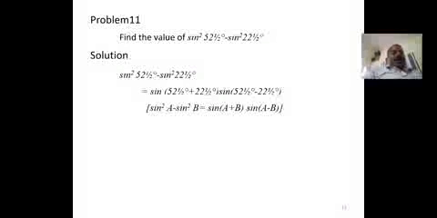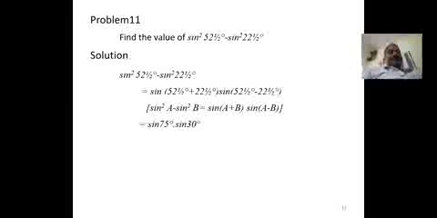So take the LHS part, that is sine square of 52 and half minus sine square of 22 and half equal to sine of A plus B, where A is 52 and half, B is 22 and half, into sine of A minus B, sine of 52 and half minus 22 and half. The formula is sine square A minus sine square B is equal to sine of A plus B into sine of A minus B, so we'll get it as sine 75 into sine 30.